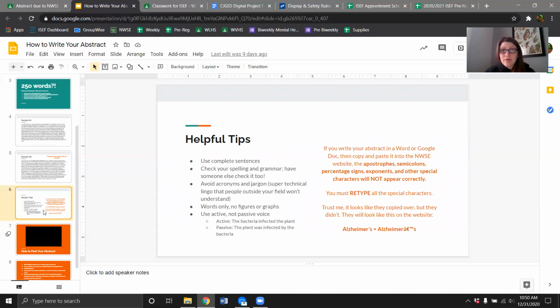Use complete sentences, of course. Have someone else read your abstract before you turn it in. That way you catch any spelling and grammar mistakes or check for comprehension as well. Avoid using acronyms or jargon, which is basically super technical lingo that people outside the field wouldn't understand. This is only words. You don't have any room here to include graphs or figures. And then when possible, use the active voice, not the passive voice.